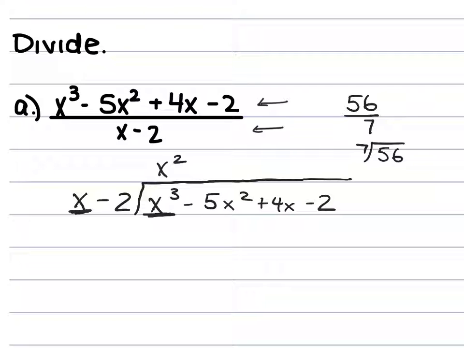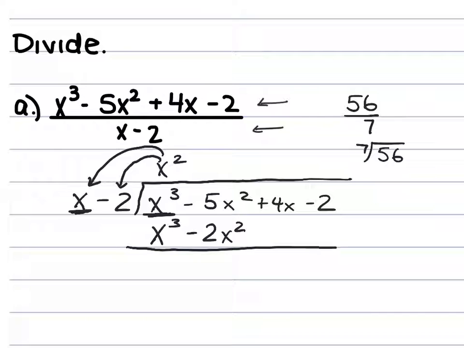Now remember a moment ago when we put our 7 up top and you said to put a 56 underneath there? That's because you have to multiply. Here you have to multiply x squared times x, which gives me x to the third. But also, one additional step: I need you to do x squared times negative 2. What is x squared times negative 2? Negative 2x squared.